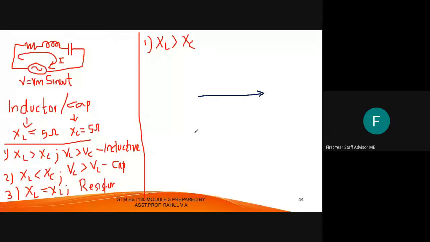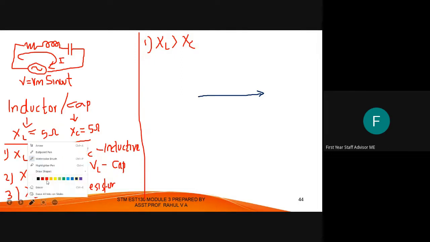Since it is a series circuit, the current through all components is the same. That is the reason why we are drawing the current phasor first. എല്ലാ കോമ്പണന്റിലുള്ള കറണ്ട് സെയിം. Okay, so then I am taking the first component, the resistor.